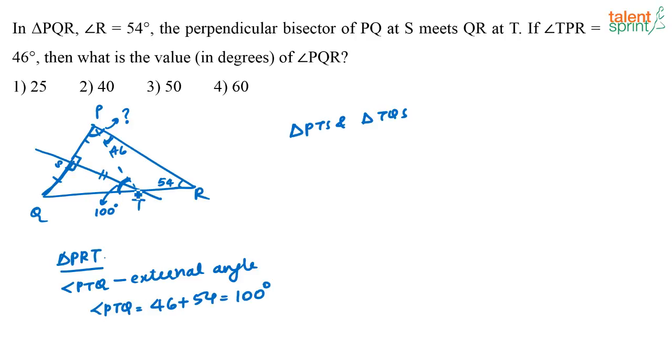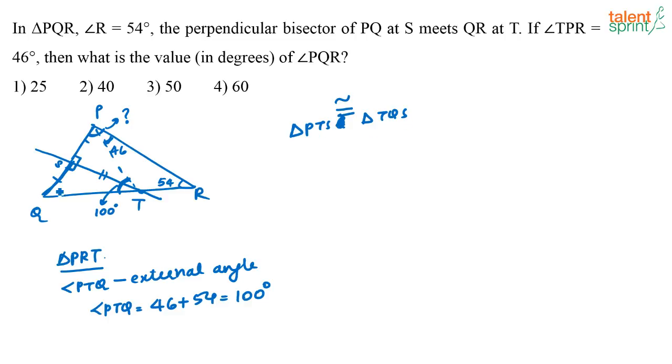Again, this side is common for both the triangles, and the angle contained in both of these sides is the same. Or I can say these two triangles are similar triangles. Okay, not similar, sorry, congruent triangles. Triangle PTS and triangle TQS are congruent triangles.